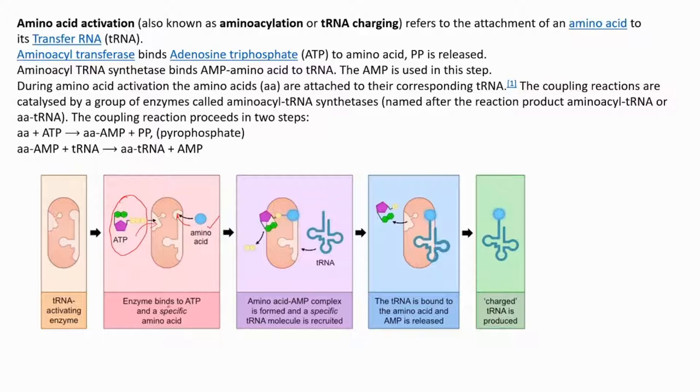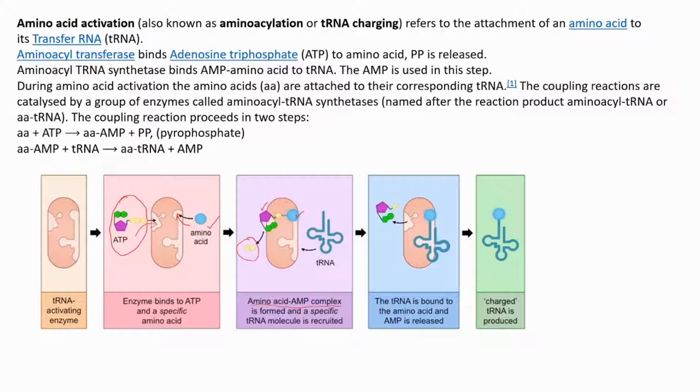And this binding of amino acid is highly specific. A particular amino acid only binds to this particular specific site of this tRNA activating enzyme. No other amino acid can bind to this site. After binding with the enzyme, two phosphates are lost from the ATP and form what? Amino acid AMP complex. Amino acid is there and AMP is there. The amino acid AMP complex is formed there.